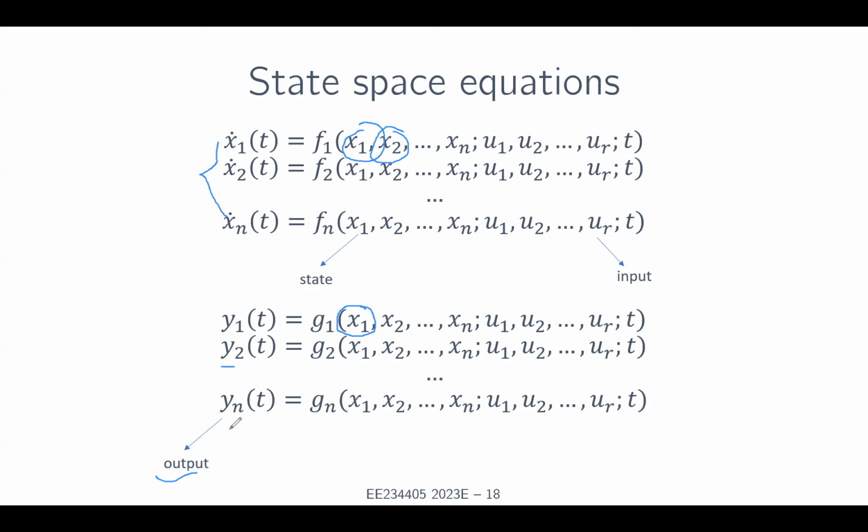So that's the difference between the output and the state. The state is like the internal value in the system that we don't always know, right? Whereas the output is the one that we could observe.